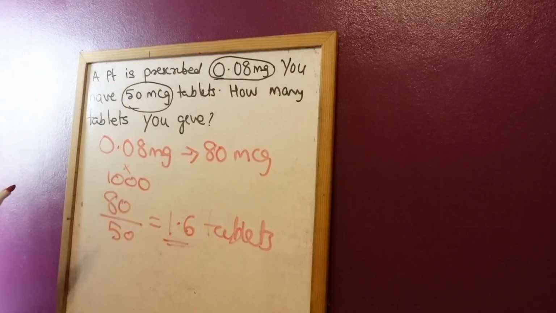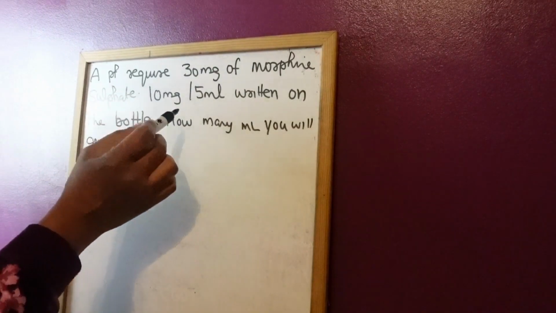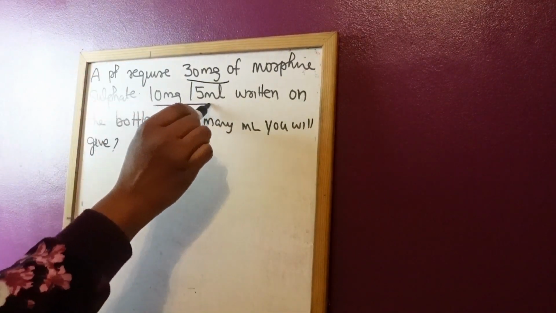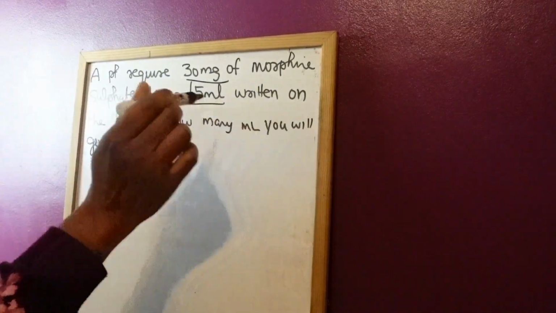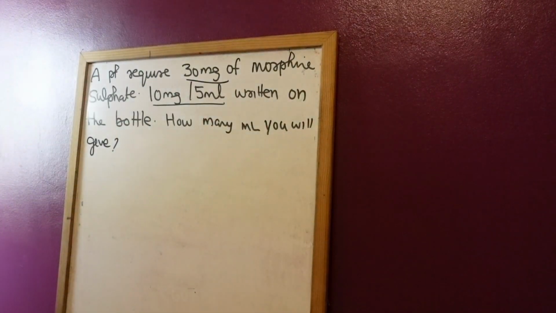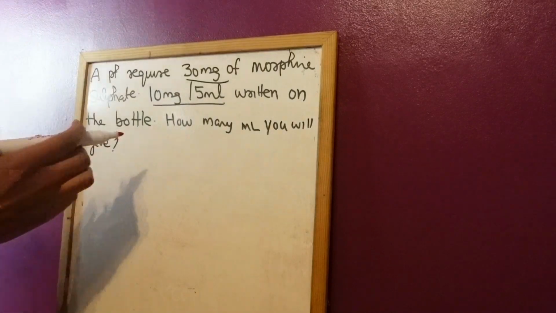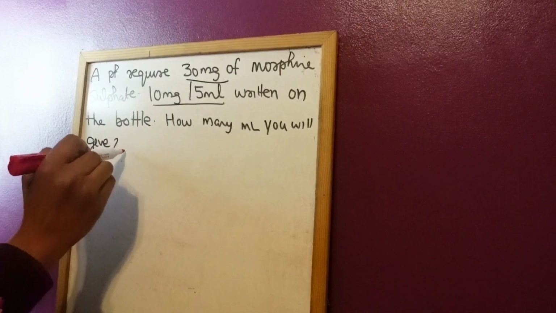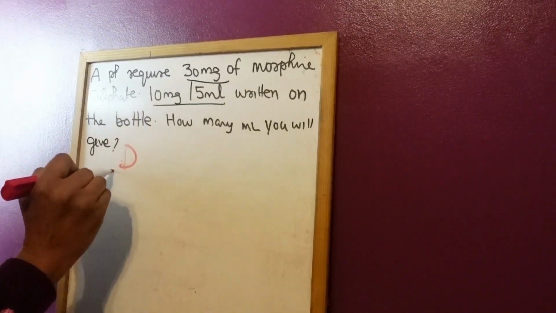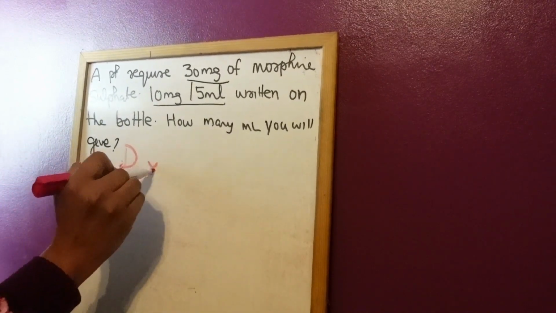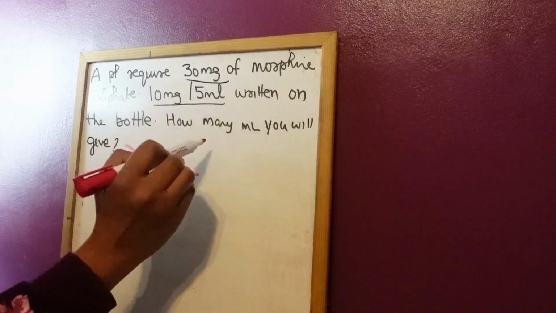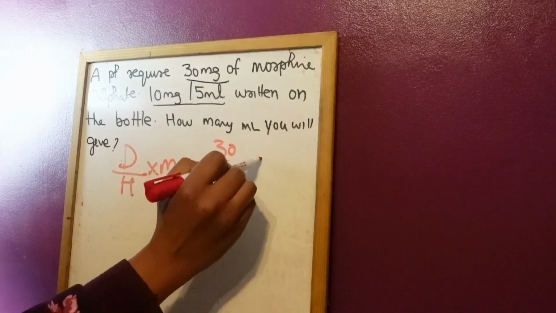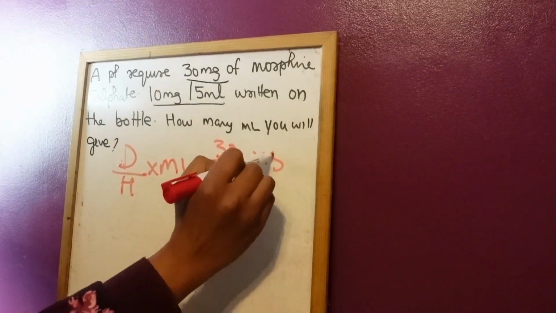Okay, this question: a patient requires 30 milligram of morphine sulfate, and 10 milligram per ml is written on the bottle. How many ml will you give? So how will you calculate it? The prescribed dose, I mentioned this formula before: the doctor's order divided by what's on hand, into ml. So the doctor's order means 30 milligram divided by 10, into 5. So how much do you give?